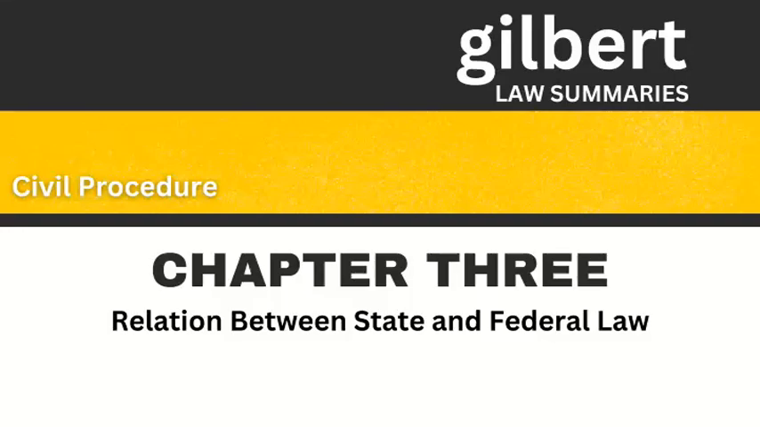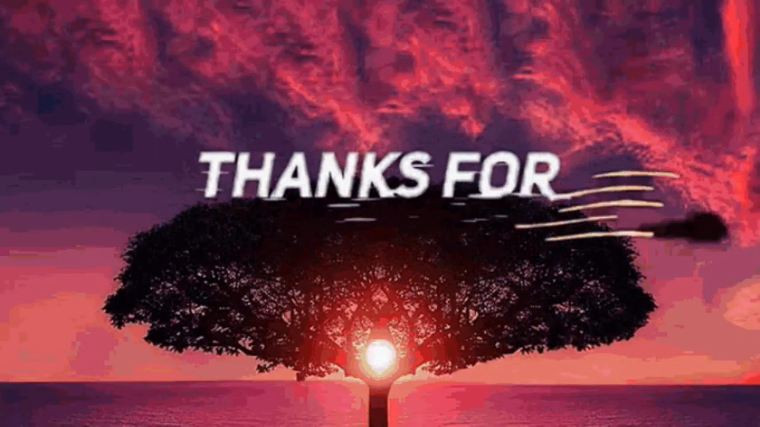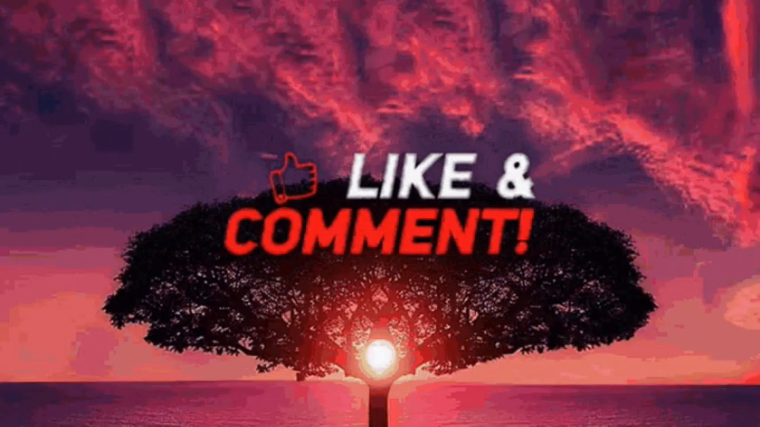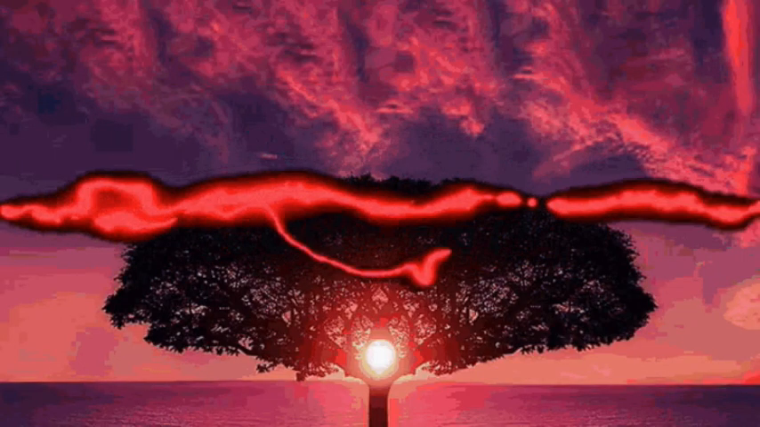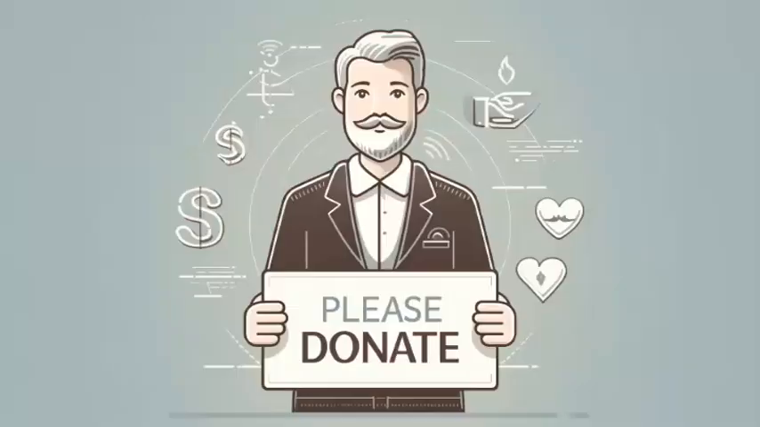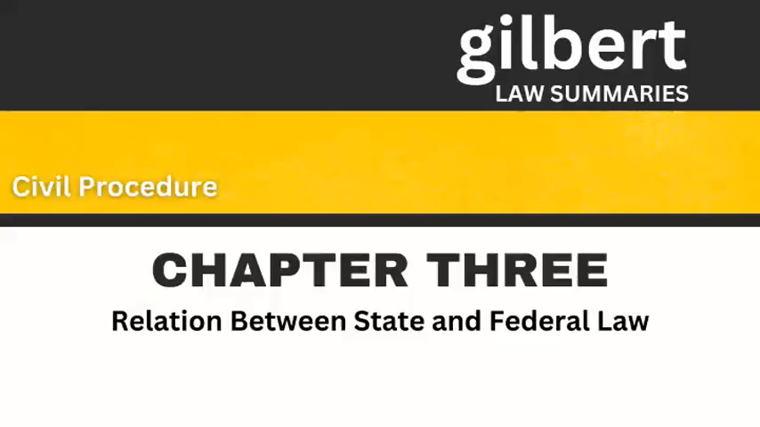Chapter 3. Relation between state and federal law. Key exam issues. 1. Erie Doctrine. In a number of situations and for certain issues, the federal courts are required to apply state rather than federal law. Determining whether to apply state or federal law is known as an Erie problem. Erie problems are a favorite source of examination questions.